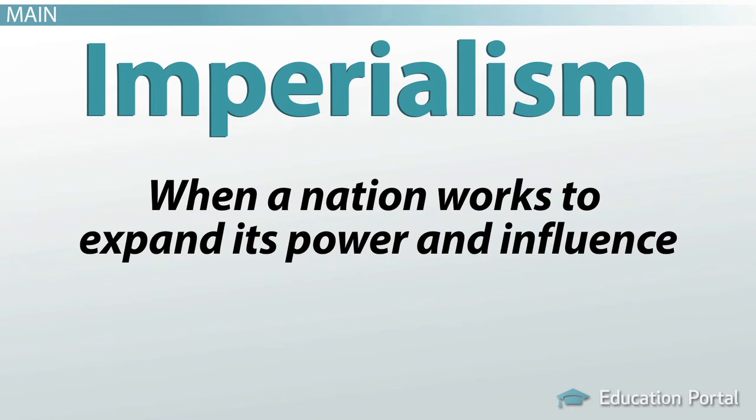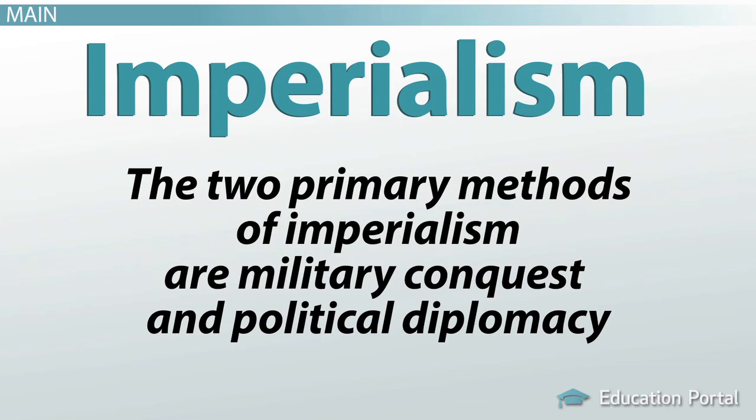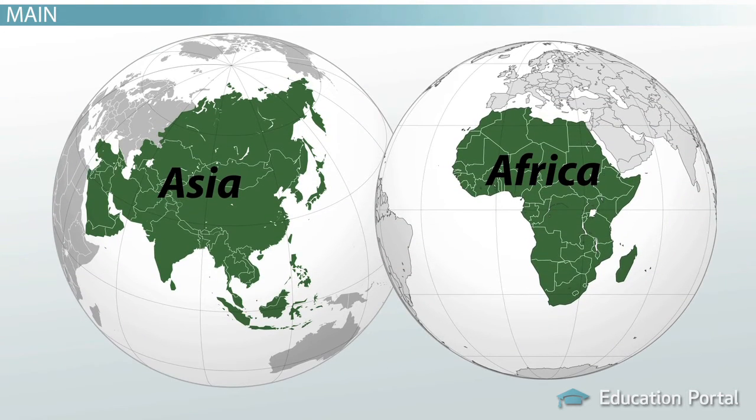Imperialism is when a nation works to expand its power and influence. The two primary methods of imperialism are military conquest and political diplomacy. It isn't a far stretch to see that the powerful nations of the world scrambling to build their influence through any means necessary could lead to war. Prior to World War I, the nations of Europe were working for dominance in Africa and Asia, and the competition for the markets and materials these regions could offer was fierce.